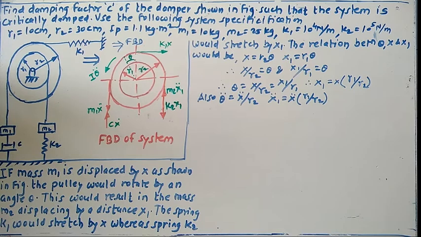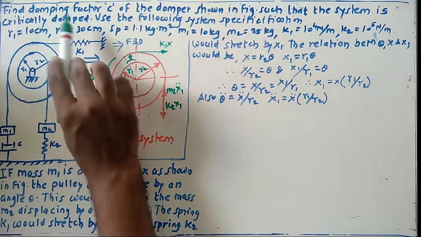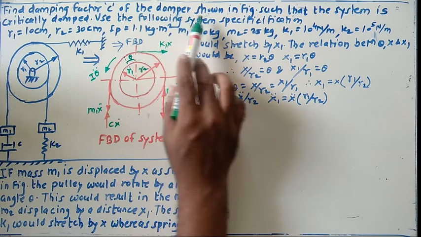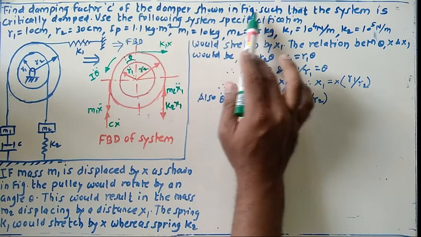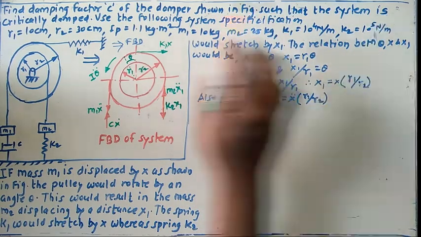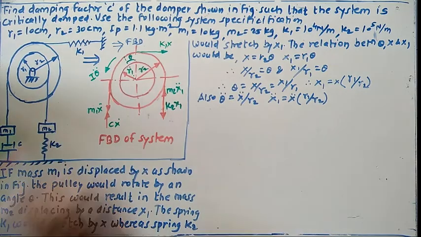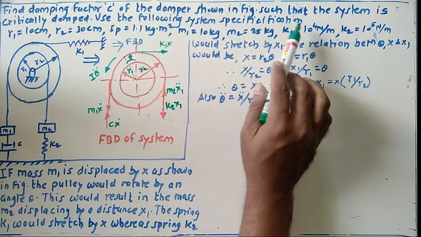Let us start with the next problem. Find the damping factor C of the damper shown in the figure such that the system is critically damped. Use the following system specifications.